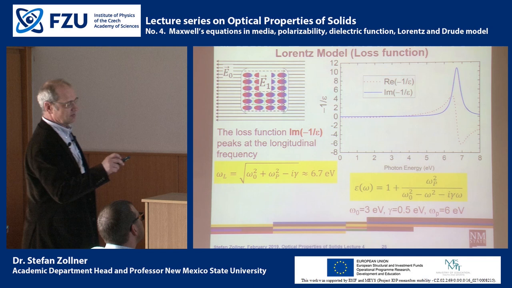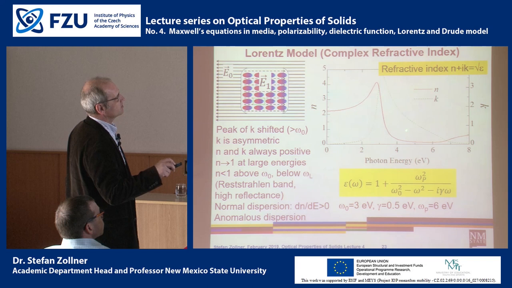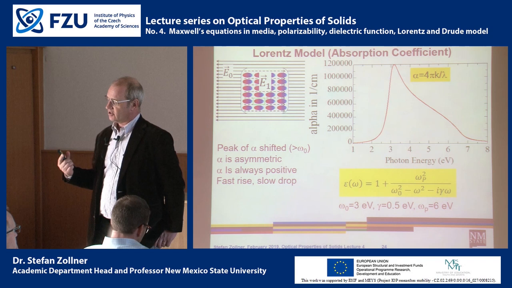I'm sorry, I got ahead of myself. So this is the dielectric function. This is the complex refractive index, the absorption coefficient, but there are two more quantities that we can use to describe the optical properties. One is called the loss function, and the other one is called the optical conductivity.